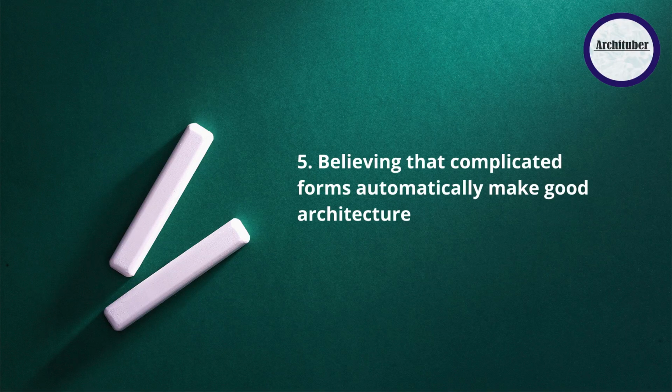And mistake number 5. Believing complex form makes great architecture. It isn't about making unusual shapes. It's about solving problems with clarity, purpose, and thoughtful decisions. So yeah, these are the mistakes that you will see amongst students of architecture, and if you are one of them, stop doing that now and listen to me.